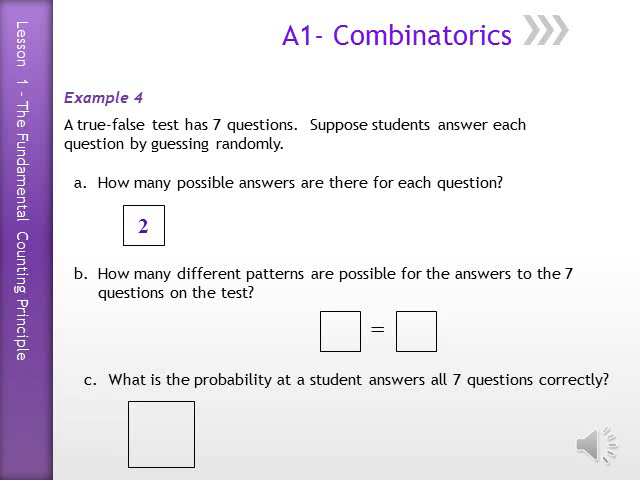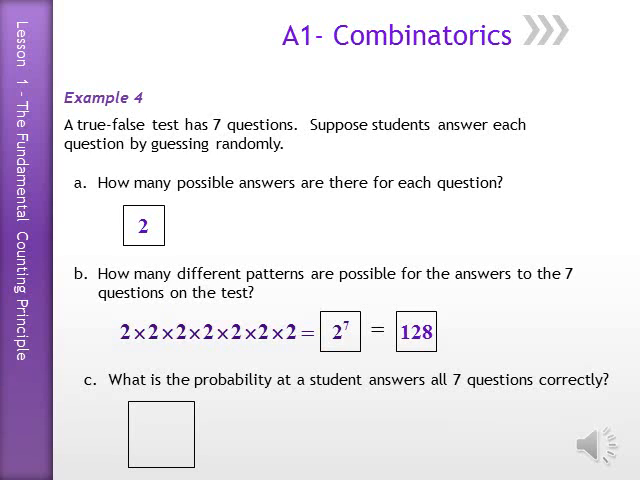How many different patterns are possible for the answers to the 7 questions on the test? You have 7 different choices to make, 1 for each question, and 2 choices for each. So 2 times 2 times 2 times 2 times 2 times 2 times 2, which can be written as 2 to the power of 7. You can throw this in your calculator to get 128 possible patterns for this test.